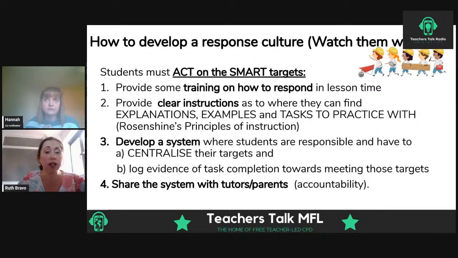We provide very clear instructions as to where they can find explanation, examples, and tasks to practice whatever area it is, the grammar, spelling, vocab that they have to enhance.